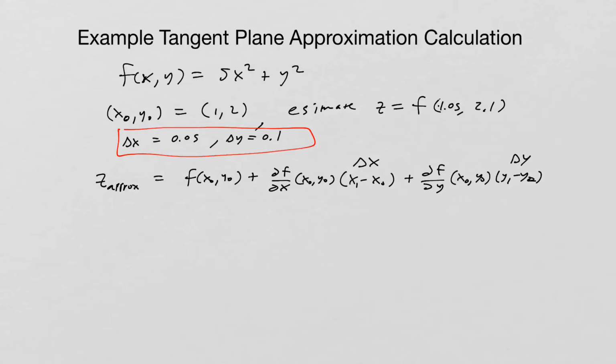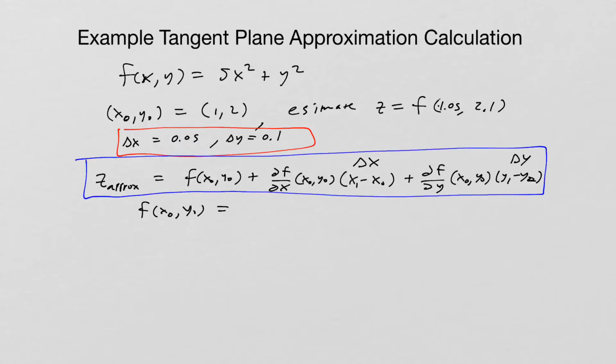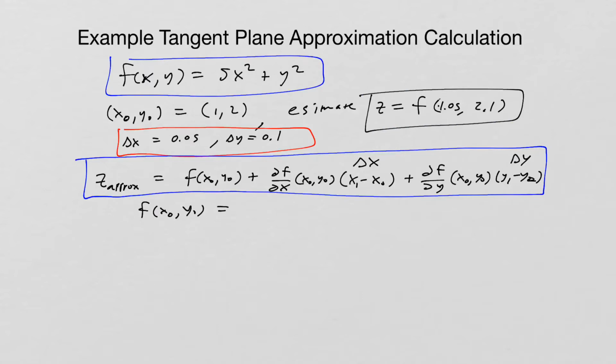So the first thing we have to do is compute f of x naught and y naught. This is the formula we're going to use to approximate the function at that point, estimating it using the linear approximation. So this is going to be f of 1 comma 2, that's 5 times 1 squared plus 2 squared, so that's 5 plus 4 is equal to 9. Great, so we have our first value.